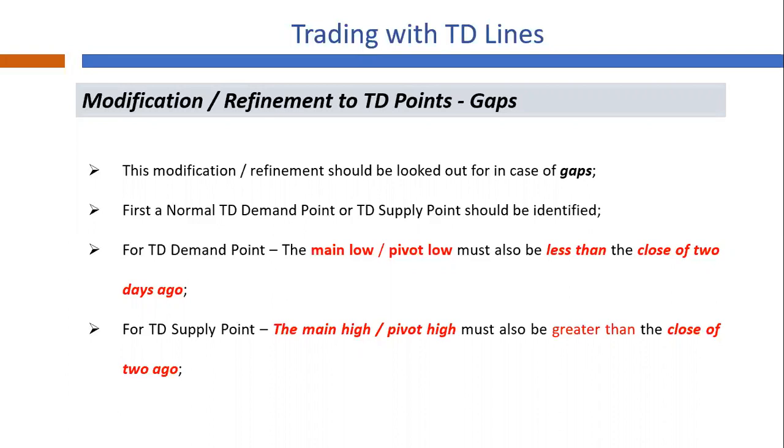Further, for a valid TD supply point based on true high, the main high or pivot high must not only be higher than the high of candle 1 day ago and high of candle 1 day after, but the main high must also be higher than the close of 2 days ago. This comparison of main high vis-a-vis close of 2 days ago is true high. Generally, this kind of modification is to be made in case of gap ups or gap downs.